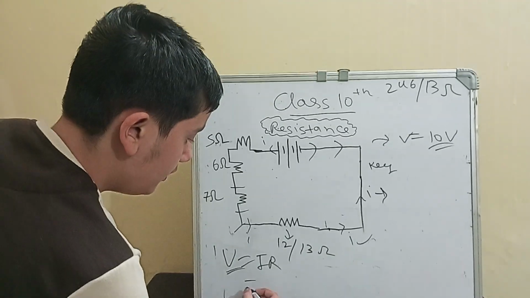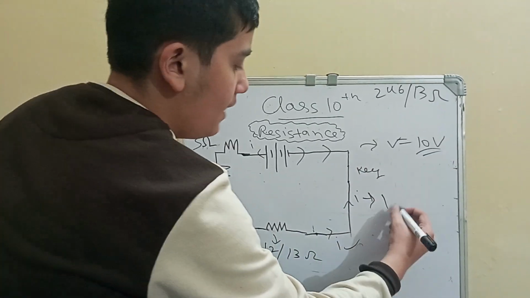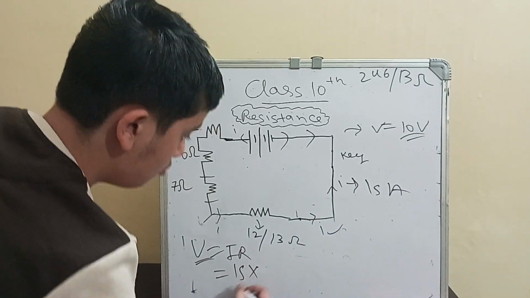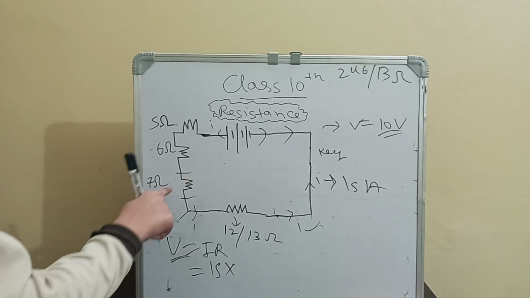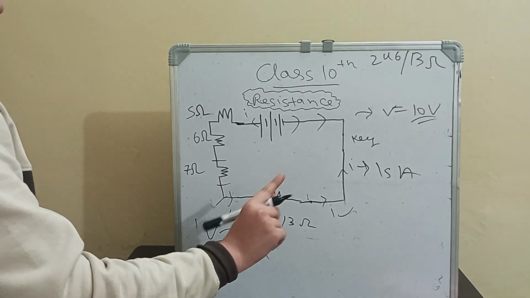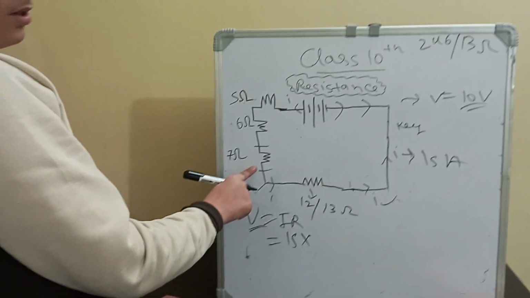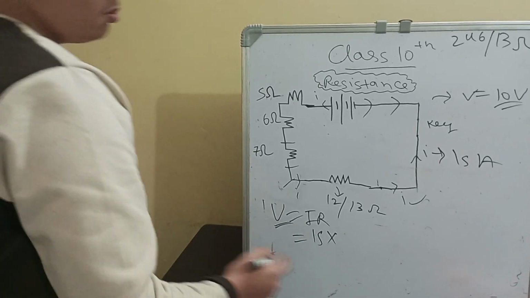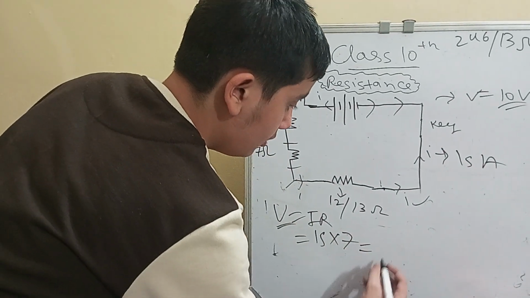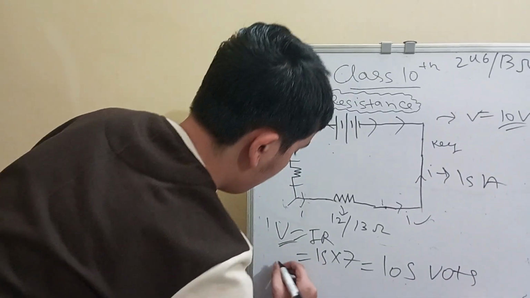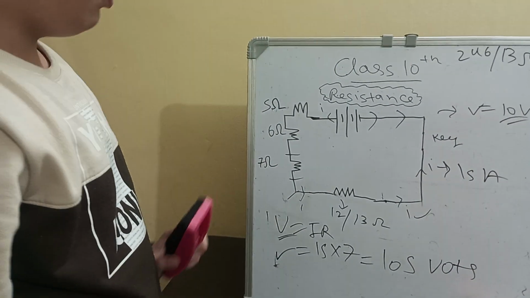How can you do that? You know that I remains constant. I was 15 ampere, given in the question. So 15 into the resistance, not the equivalent. We are asked about the voltage across the ends of this particular resistance, and it is equal to 7. So multiply it by 7. You will get 105 volts, the unit of voltage. It is the voltage across it.